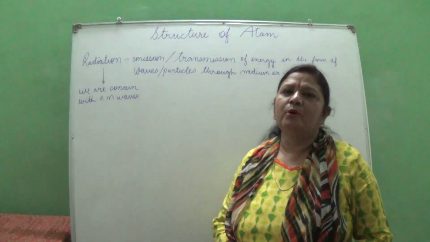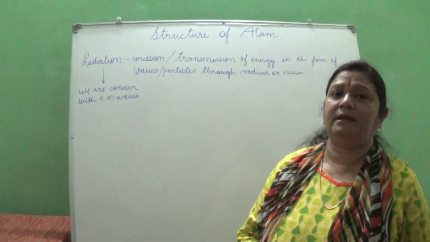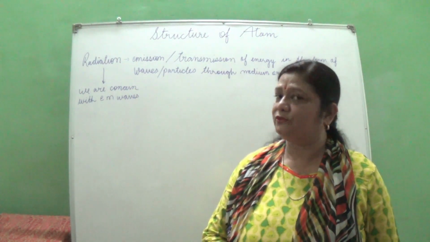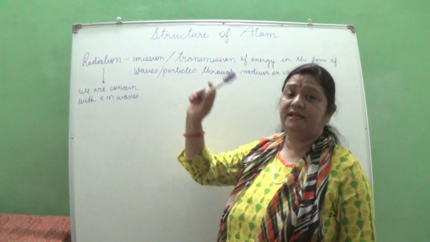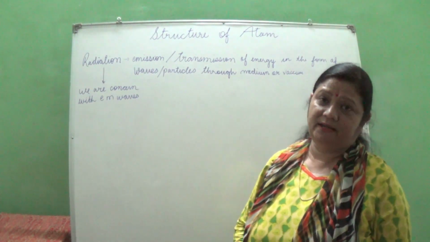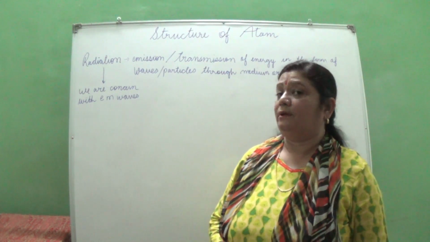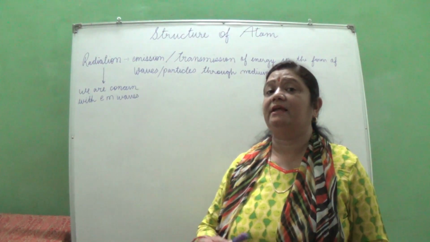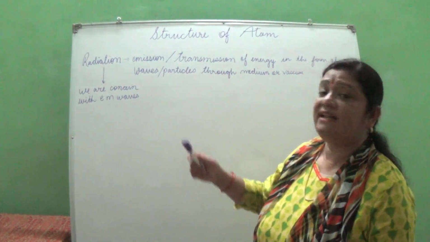The next model is the Bohr atomic model. Before studying Bohr's model of atom, we need to know some terms. The first term which we need to know is radiation. So what is radiation? Right now I have said electromagnetic radiation theory, which was given by Maxwell. Other terms in which we use radiation are infrared radiation and ultraviolet radiation. So what is radiation then?